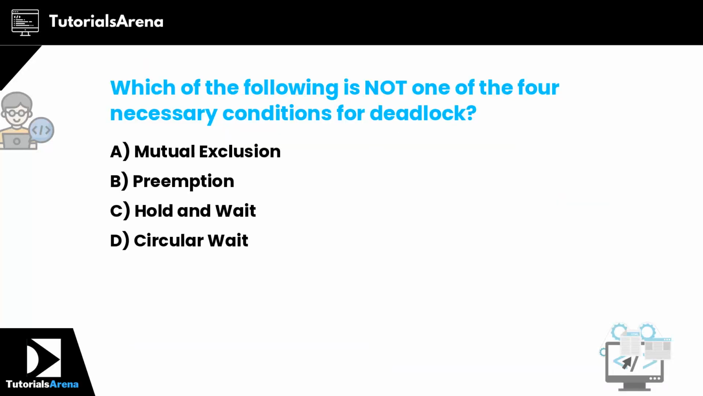Which of the following is not one of the 4 necessary conditions for deadlock? The correct answer is option B, preemption.